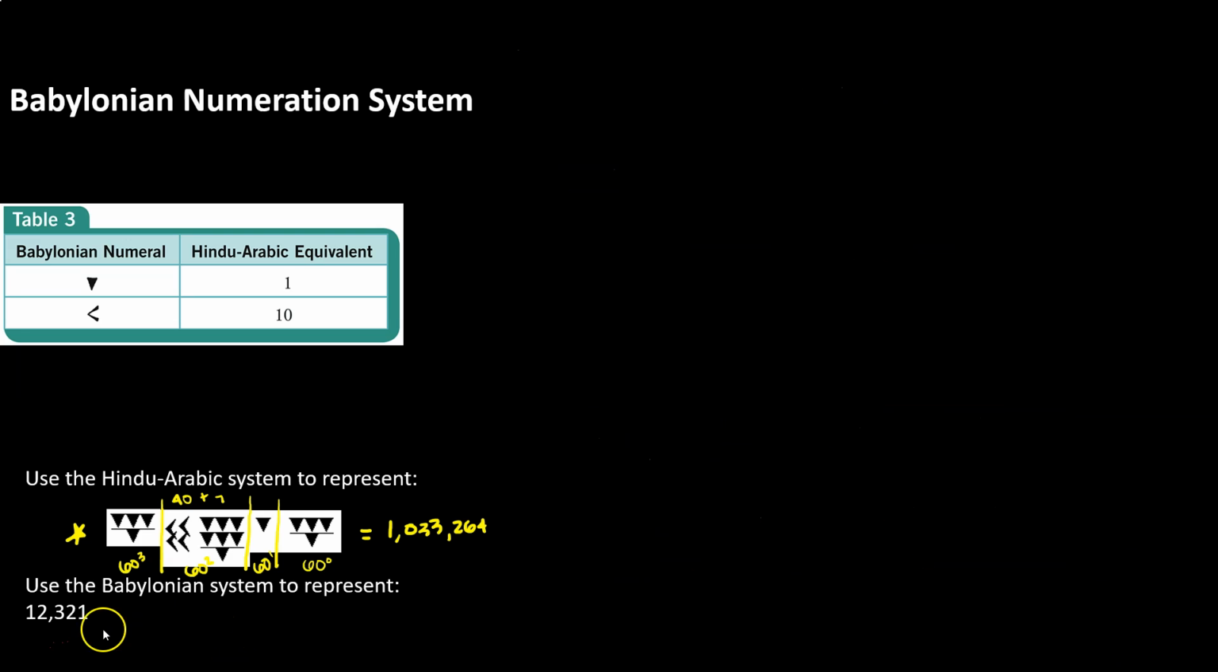Now let's take one of our numerals and rewrite it using the Babylonian system. So we're going to deal with 12,321, and we want to convert it into Babylonian numerals. And so to do that, we're going to have to convert this base 10 number into a base 60. When I say that this is a base 10 number, what I mean is that I can write this in expanded form.